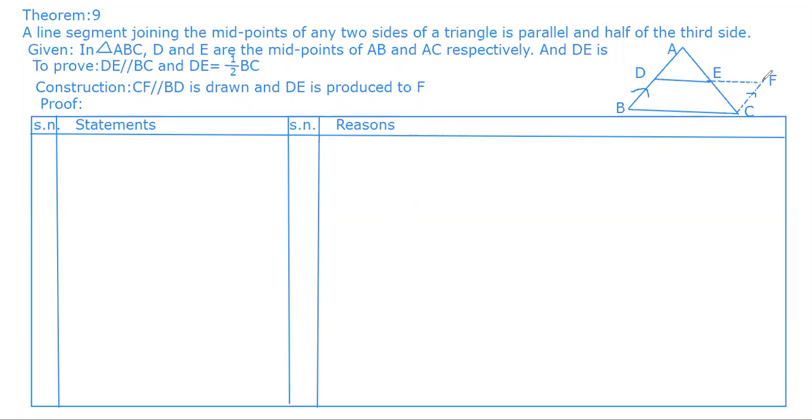Now we have two triangles, ADE and CEF. Here we can write this angle and this angle are equal, vertically opposite angles. Since E is the midpoint, AE and EC are equal, and angle A and angle C are equal by alternate angles, and we can prove they are congruent. So let's prove these two triangles are congruent.